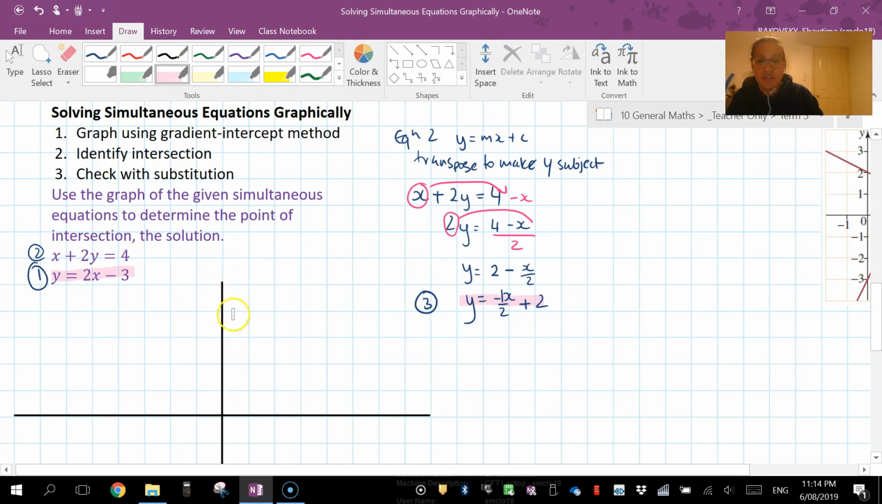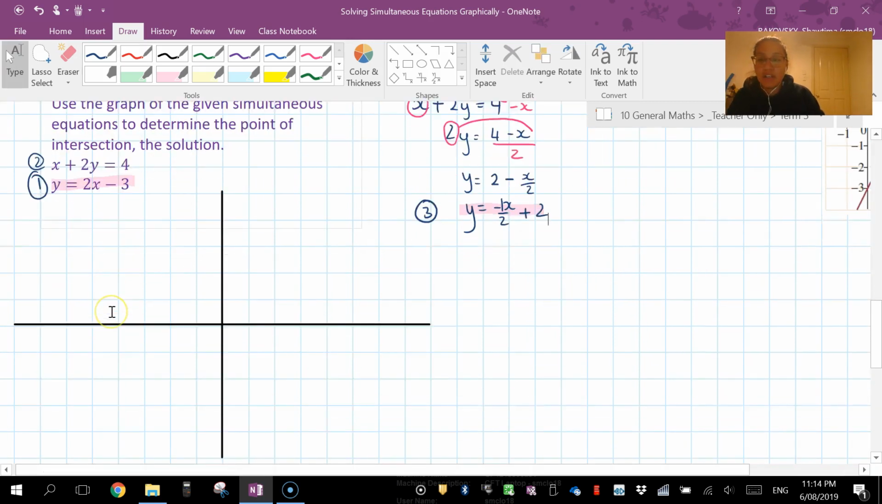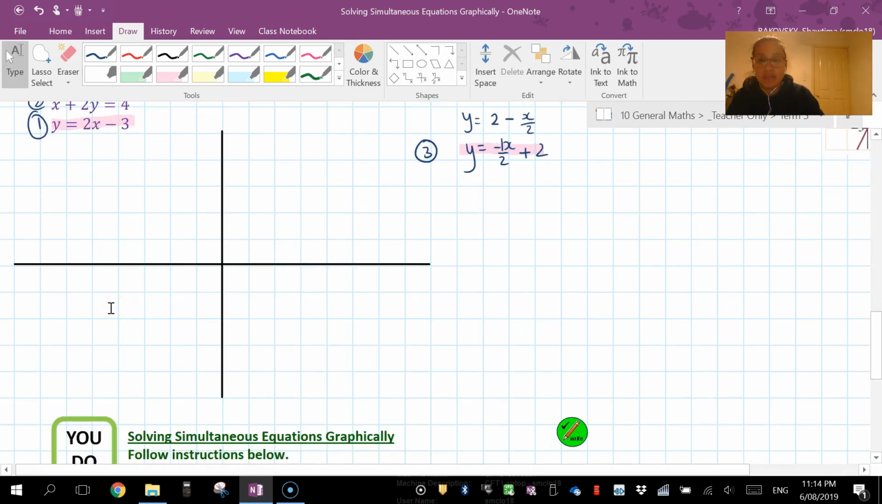I'm going to call this now equation 3, and I'm going to use those two to graph on here. I'm going to graph using the gradient intercept method, plotting the lines in slope intercept form. The first one, use your y-intercept. Here's my y-intercept, 1, 2, 3. And use rise over run. Rise 1, 2, run here. Rise 1, 2, and run here. And I'm going to draw a straight line, hopefully, between the two points.